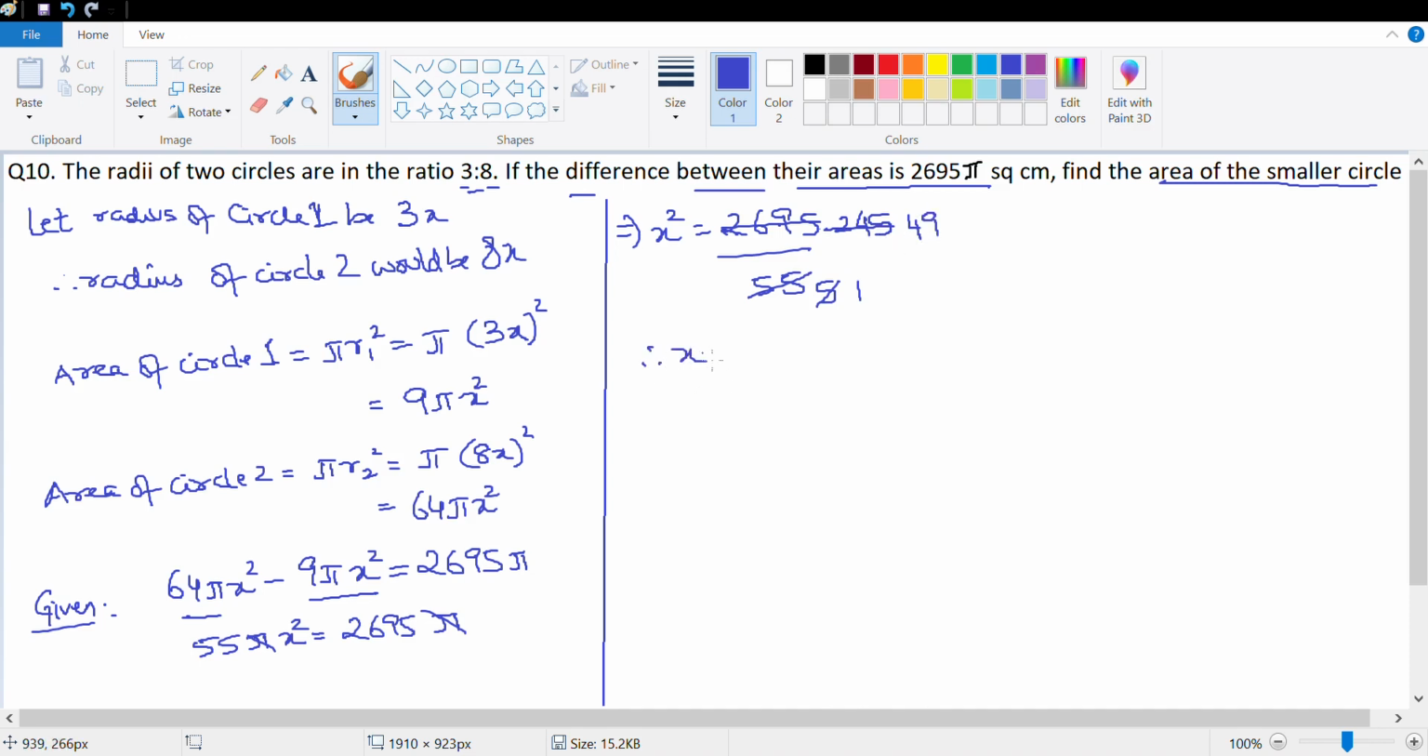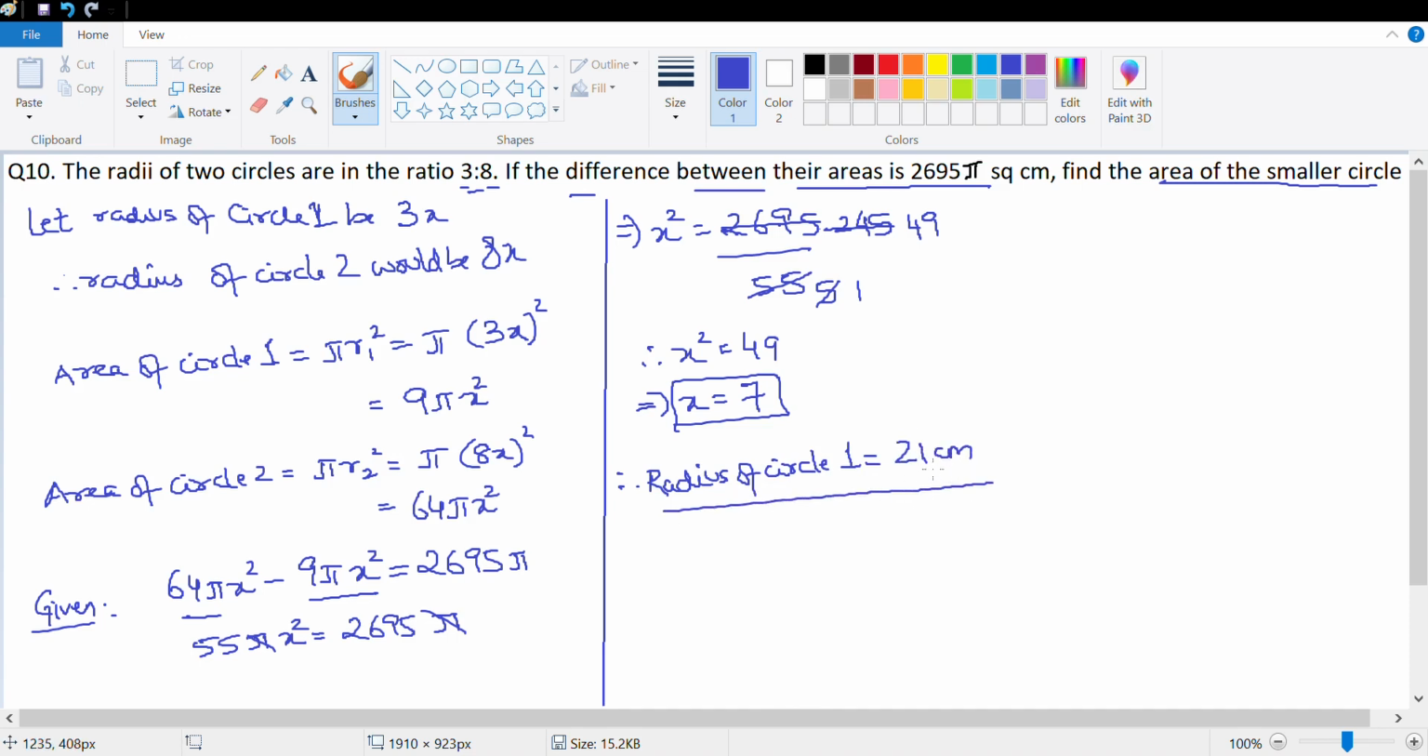Therefore, x square is equal to 49, which means x would be equal to 7. So I know my x is equal to 7. Therefore, radius of circle 1 is equal to 3 into 7, that's 21 centimeter. Now this is obviously the smaller circle because the ratio of this is 3:8. So this is the smaller circle.